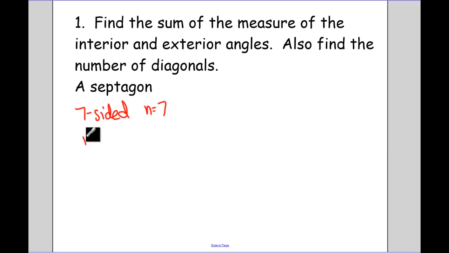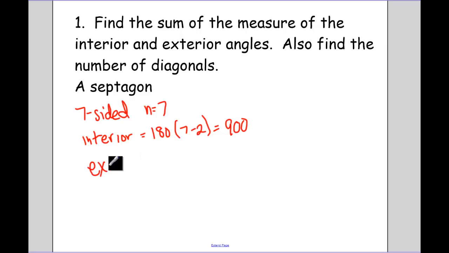So the sum of the interior angles is going to be 180 times 7 minus 2. And that ends up being 900. The sum of the exterior angles is always 360 degrees. So that never is going to change. The number of diagonals.